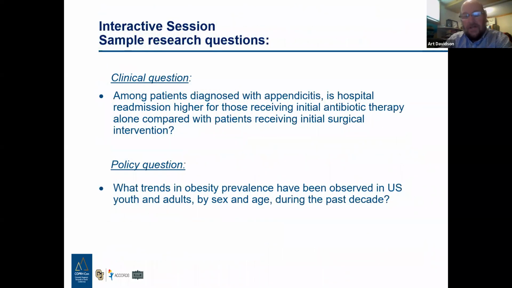The other question that we had was more around policy or population trends. What were the trends in obesity prevalence that have been observed in US youth and adults by sex and age during the past decade? And so I did the same thing for that one. This is an easy one for us to answer using national data sets.